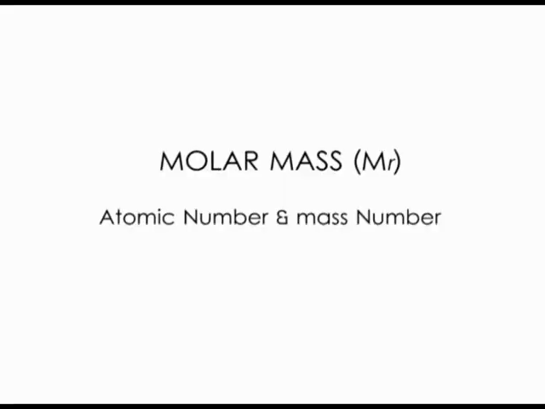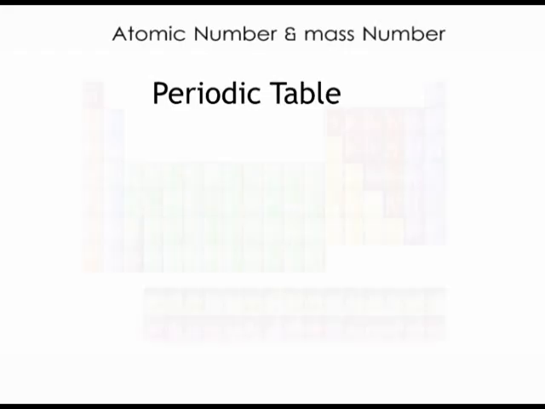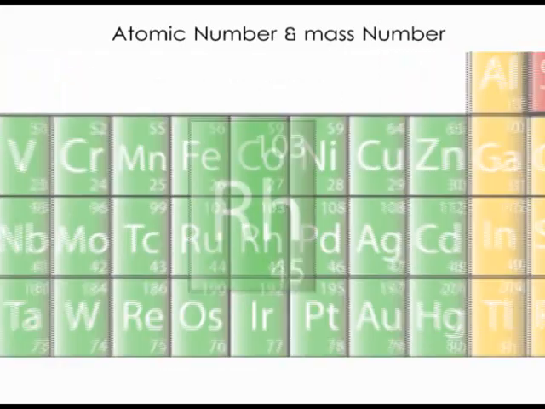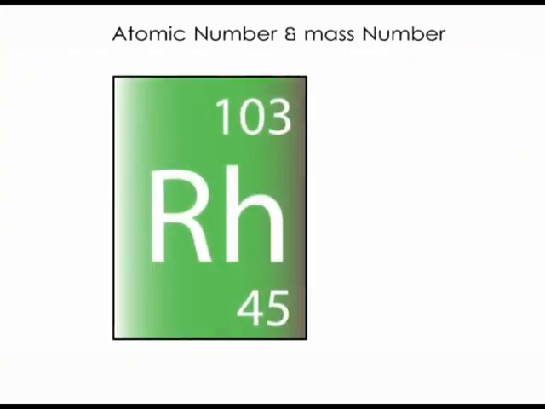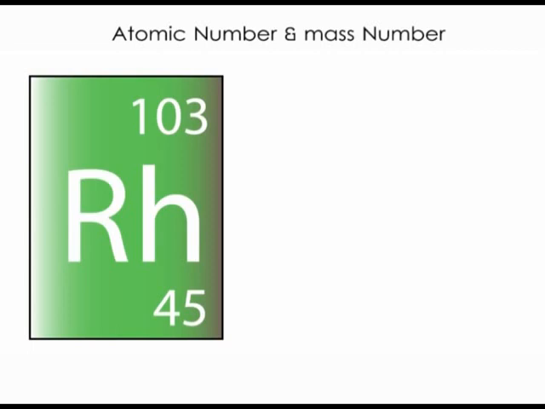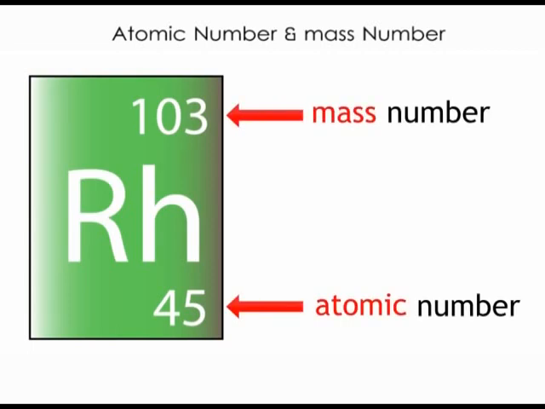Atomic number, and mass number. When you look at the periodic table, you see that each element has its own box, and within that box you will find two numbers: the atomic number, or the proton number, and the mass number.